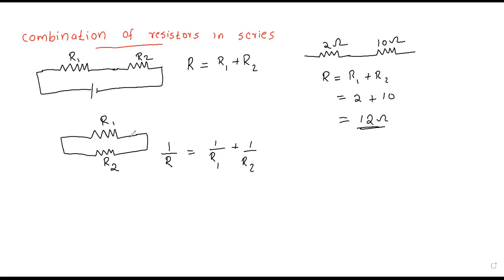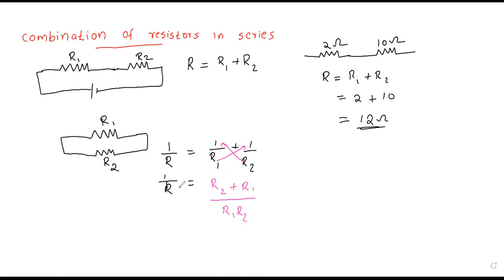Here we need to calculate R. Here the value is 1 by R. We need to calculate R. For that, we can take the LCM, that is, 1 by R is equal to, we can cross multiply. What is R2 into 1? R2 into 1 is R2, plus what is R1 into 1? R1 into 1, R1, and divided by R1 R2.